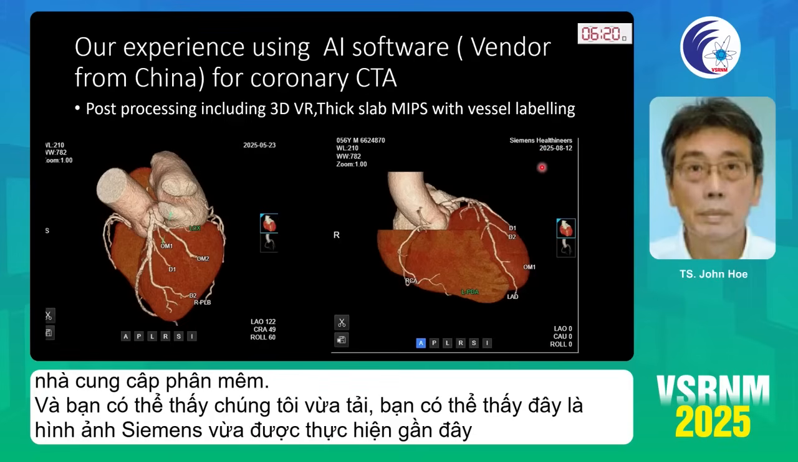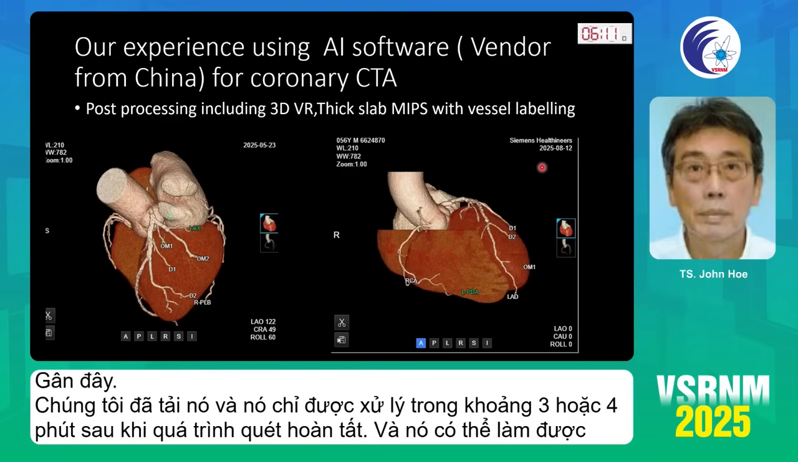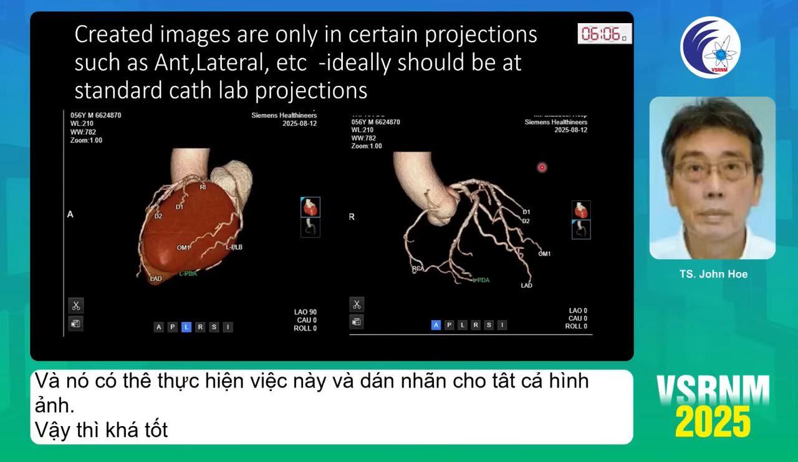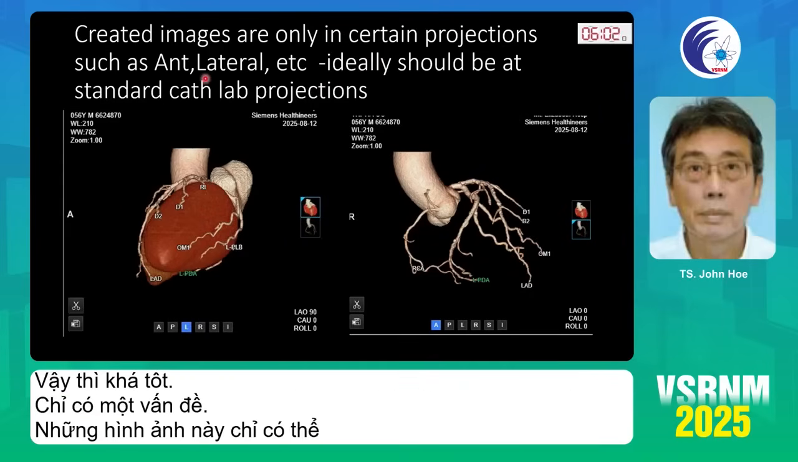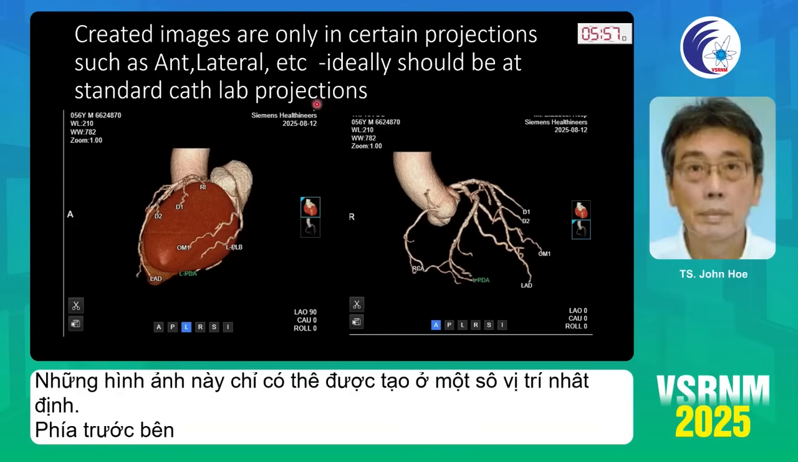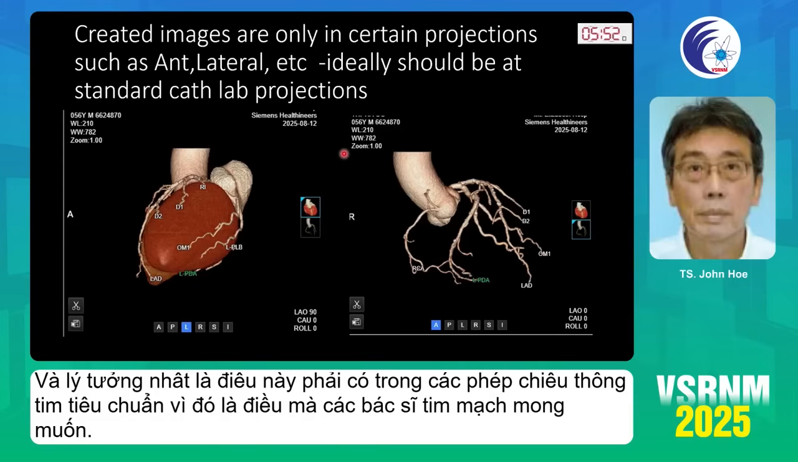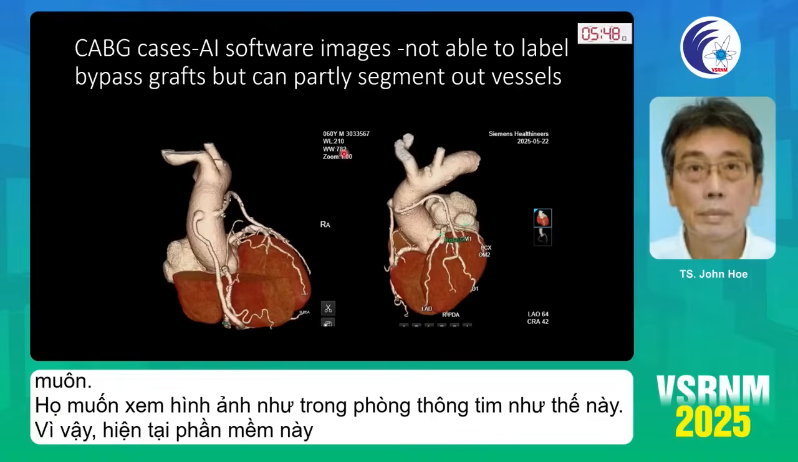We loaded it, and it just is processed in about maybe 3 or 4 minutes after the scan is done, and it can do this and label all the images. So that's quite nice. There's only one problem. These images can only be created in certain positions, anterior, lateral, and ideally this should be in standard cath projections, because that's what cardiologists want. They want to see the images like in the cath lab, like this. So currently this software cannot do it.